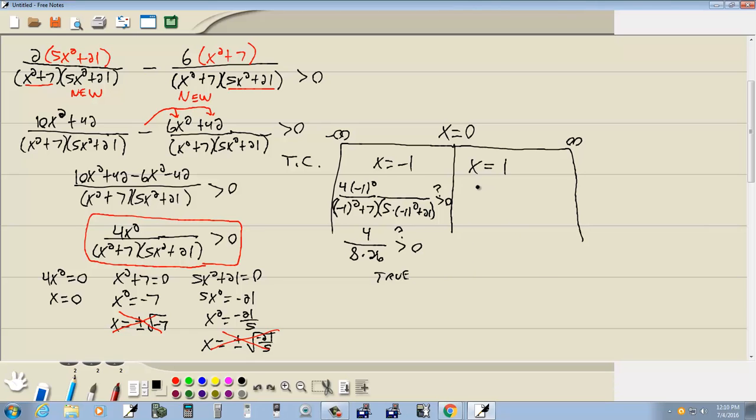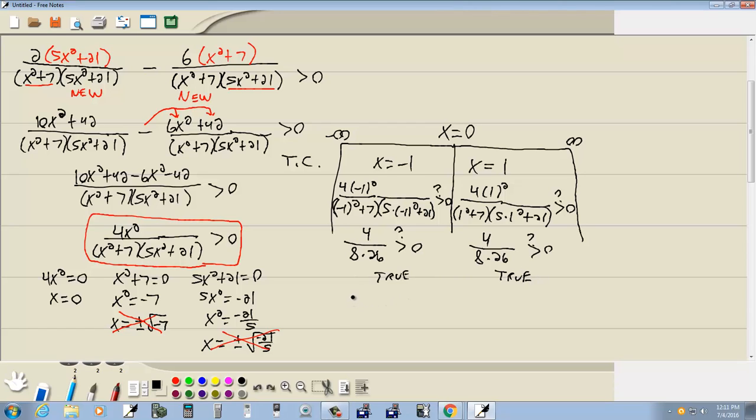Now we want to plug in 1 also. So put 1 in, and then we got 1 squared plus 7, and then we got 5 times 1 squared plus 21. We're wondering if that's greater than 0. 1 squared is 1 times 4 is 4. 1 squared is 1 plus 7 is 8. 1 squared is 1 times 5 is 5 plus 21 is 26. And we're wondering if that's greater than 0, which it is. Okay, so it's true in this interval, it's true in this interval.